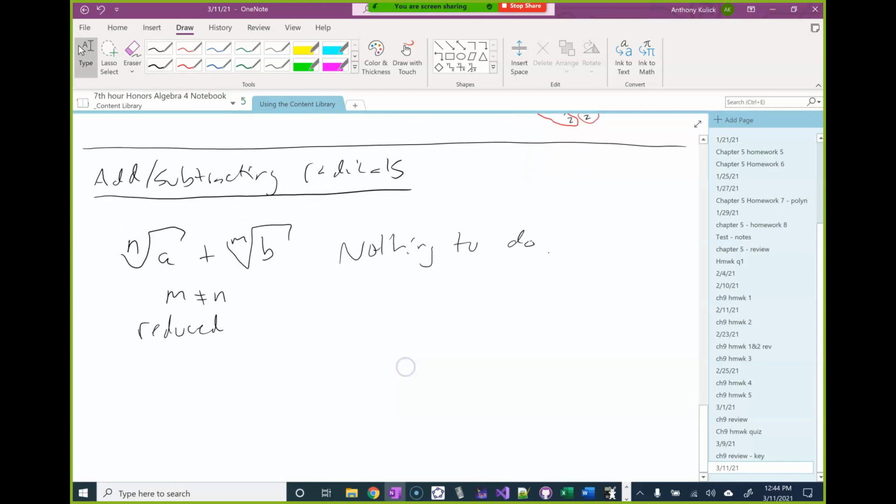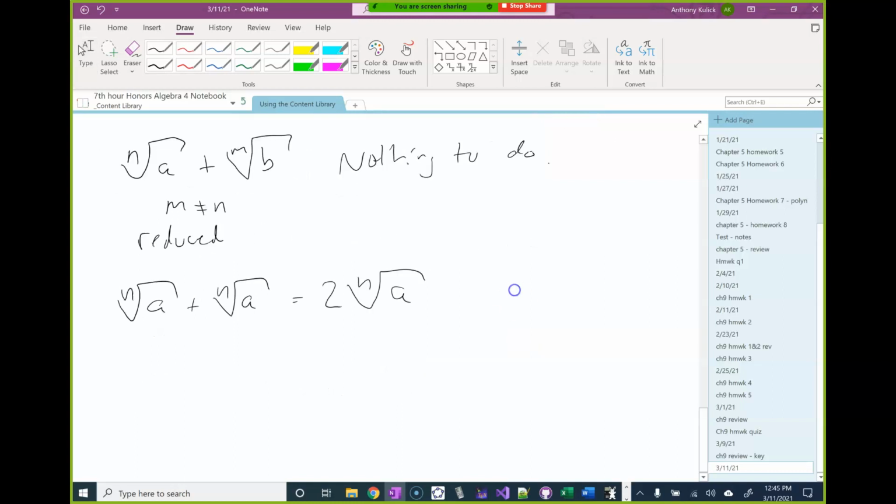However, if I had the nth root of A plus the nth root of A, this we can do, and it just becomes 2 nth roots of A. If I have the nth root of A plus the nth root of B, here there's nothing really nice to do.